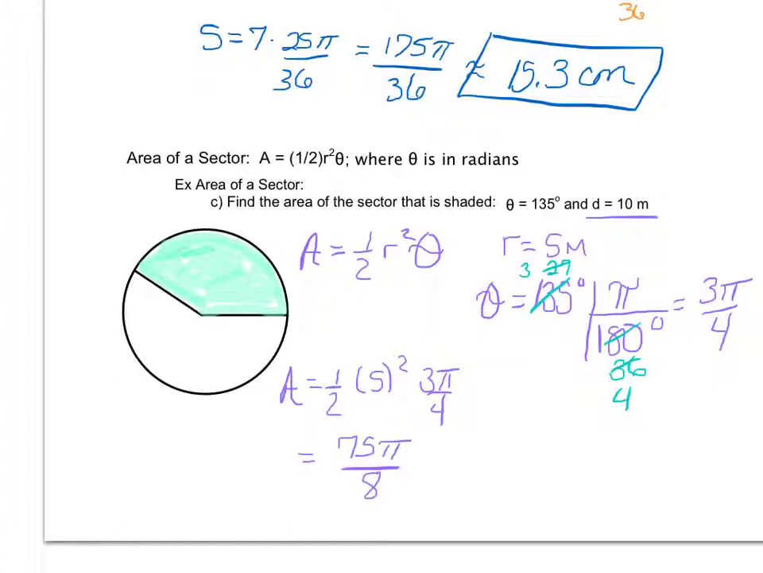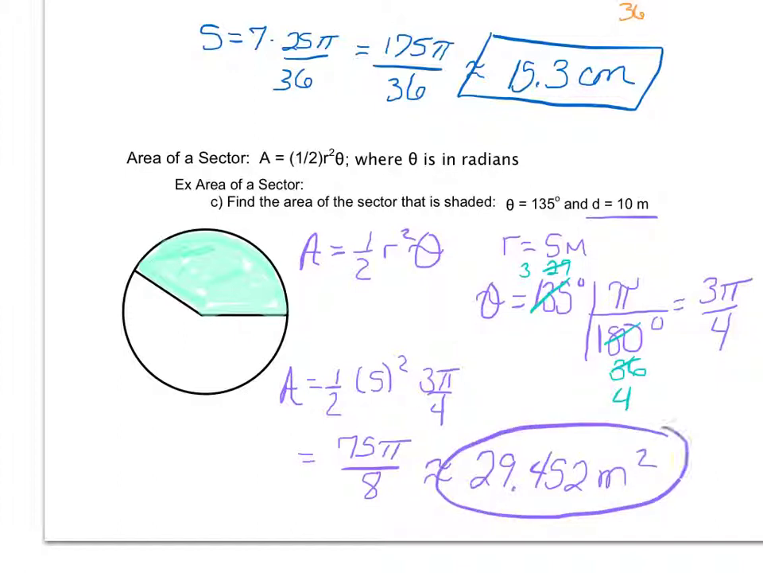I'm going to go ahead and use my calculator to find my approximation. It does not on this one tell me where to round to, so I'm going to go to 3 decimals, and I get 29.452 meters squared. And that is going to be the area of this shaded sector here that has a diameter of 110 and a central angle of 135 degrees, or 3 pi over 4 radians.